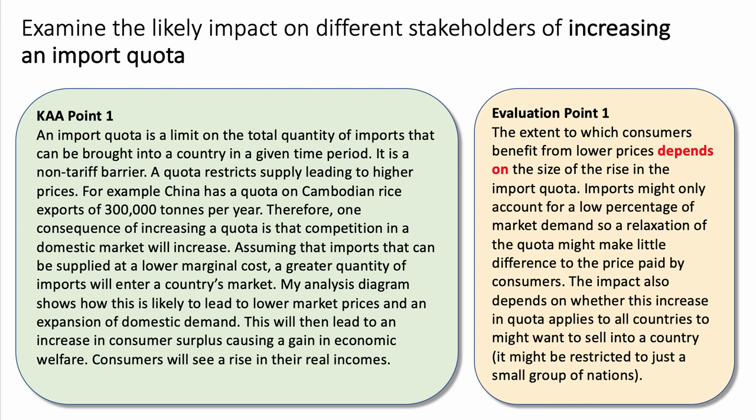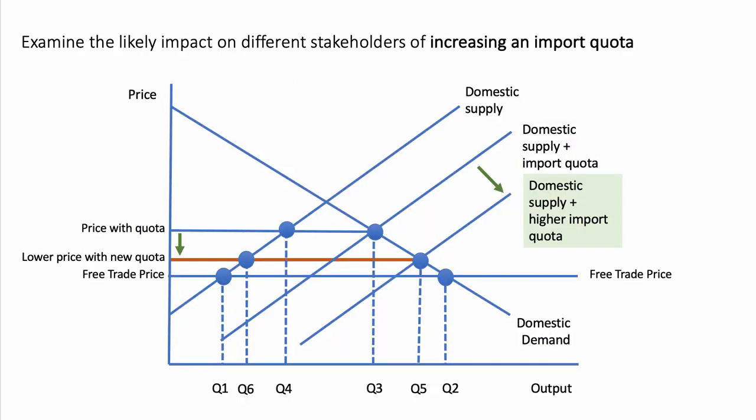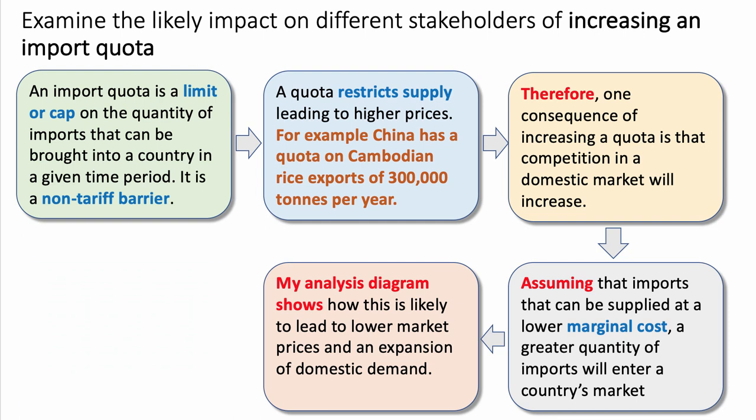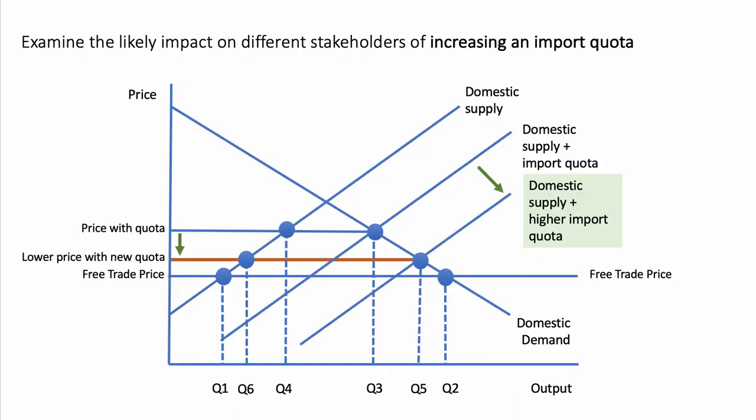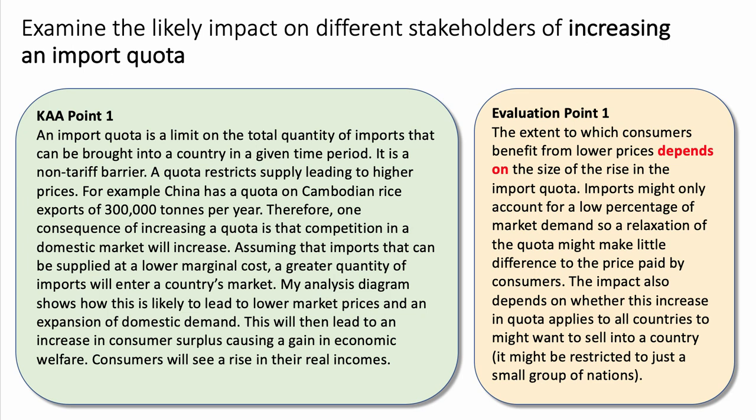So there's my KA point. If I just flip back here, there's my KA point, which is a chain of reasoning lumped together into one chunky paragraph there. Then you leave 2 lines. Always leave a couple of lines between paragraphs because it helps separate out the answer and then make your evaluation point.